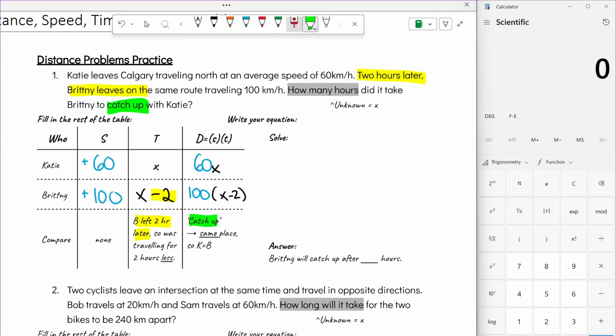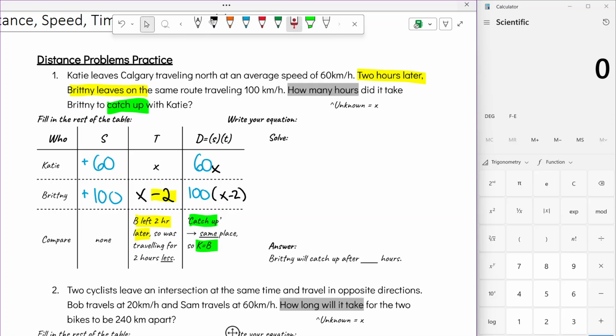Now, when you catch up to someone, you have to be in the same place. Right? Think about if you caught up to someone in a race, you could tag them on the shoulder. You've caught up to them, so you're in the same place. What that means is that Katie's distance has to be equal to Brittany's distance. So let's set that up.